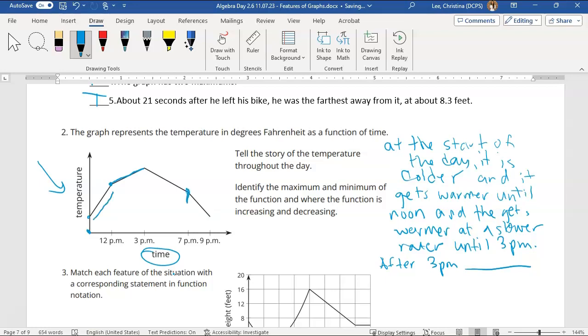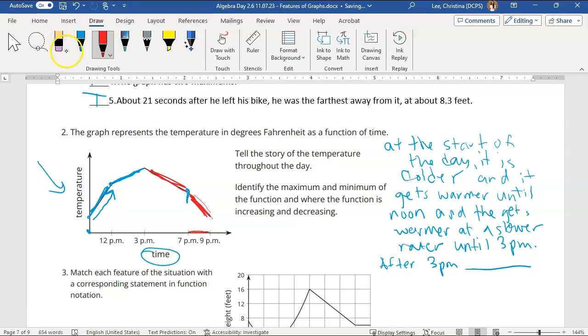Now notice here, the slope is steeper, so that's how I know that it is getting warmer faster. And then it's still getting warmer here, but at a slower rate. Similarly, here it's getting colder, but it's getting colder from 7 to 9 at a faster rate because this is steeper. It's a steeper hill, right? If you can imagine someone rolling a ball down the hill, it would go faster down here. And so it is getting colder faster between 7 and 9 p.m.